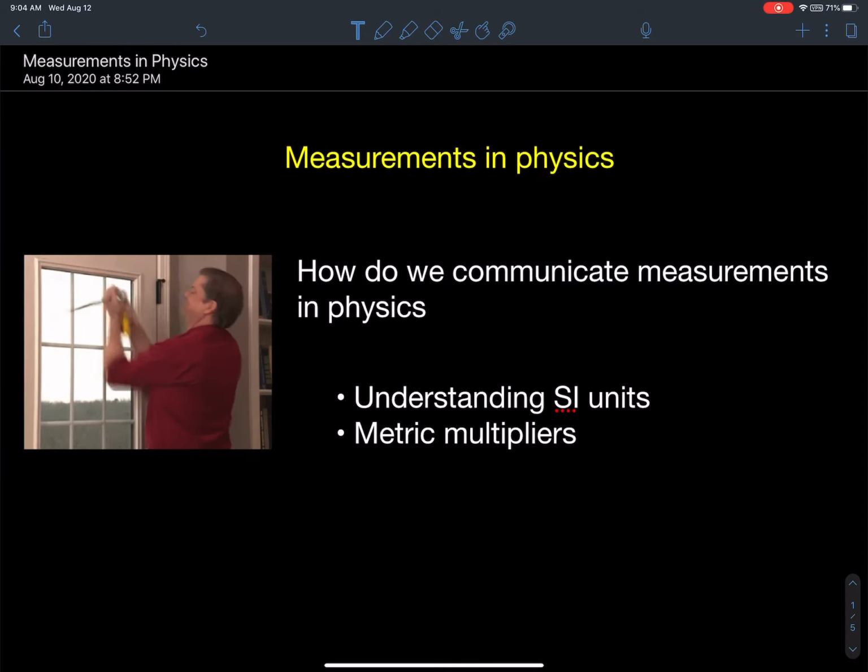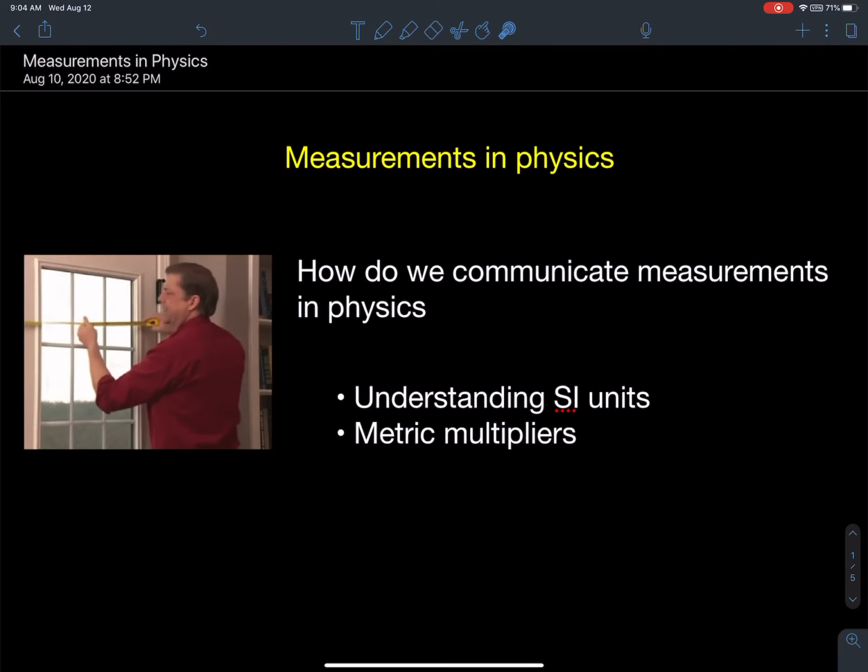And the first thing that we're looking at is understanding how to take measurements in physics. A big part of physics is learning how to observe the universe and, more importantly, to be able to communicate our measurements in physics. It'd be very difficult to repeat people's experiments around the world if we didn't have a common way of describing our measurements.